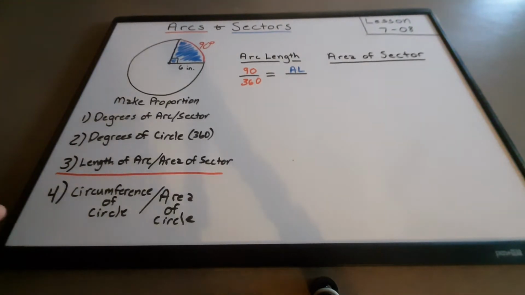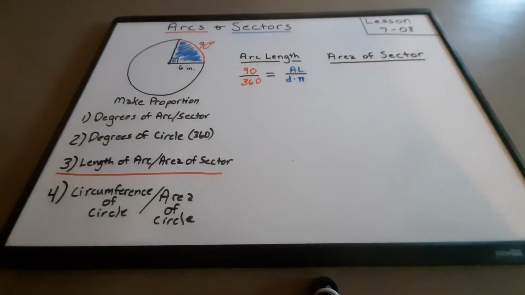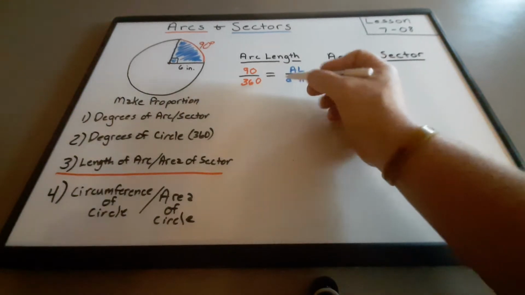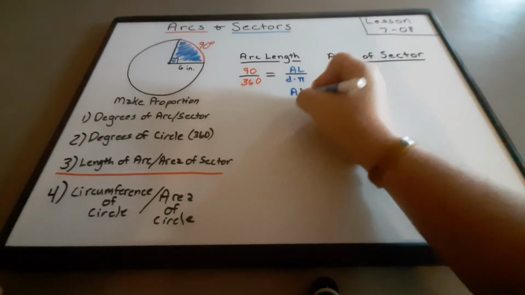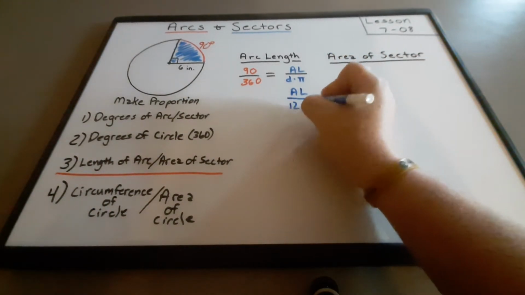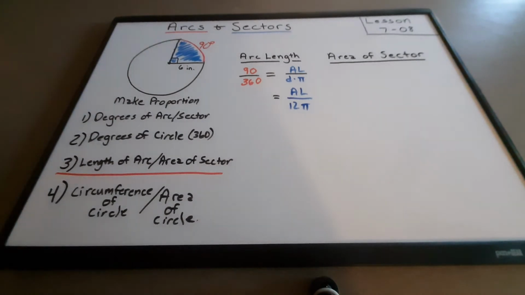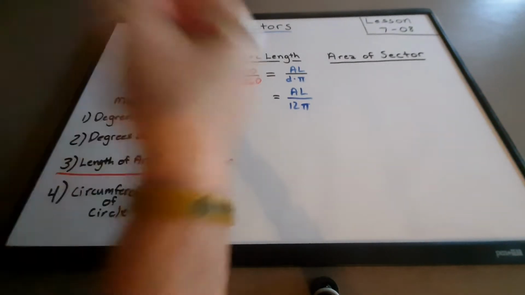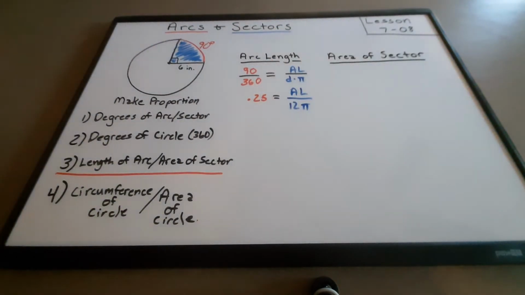And we need to know the circumference of the circle. The way that we do that is we need to find the diameter times pi. The diameter would have to be 12 because the radius is 6. So we would have arc length over 12 pi, and that has to equal, well, since we know 90 over 360, we might as well reduce that into the decimal 25 hundredths, or 0.25. This will make our life a little bit easier.